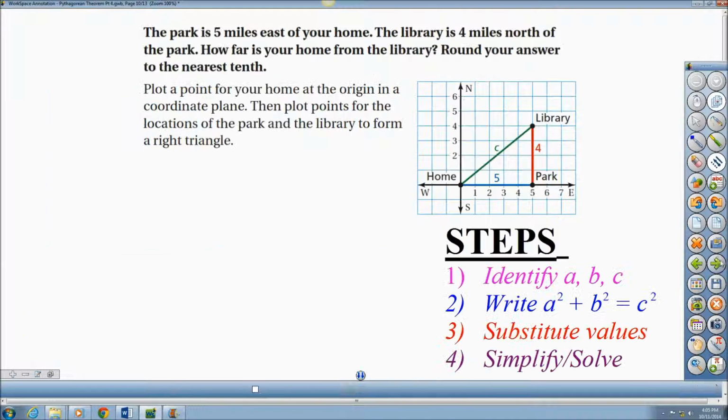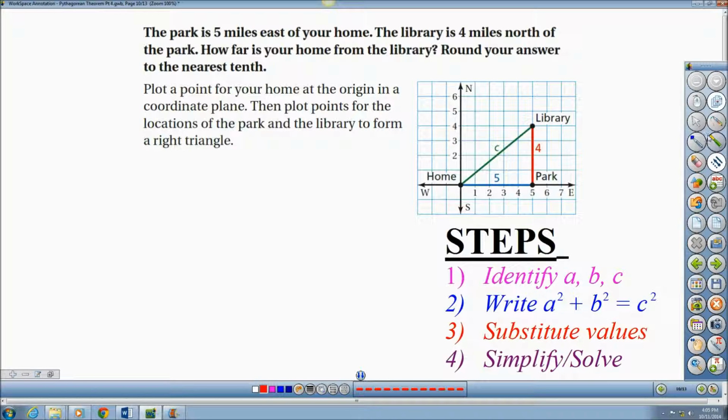Okay, so next problem. Here is how one is used in real life in maps. So if you're at home and the park is 5 miles east of your home, you go 5 miles to the east, see this is east, to the park. And the library is 4 miles north of the park, so I go directly north and I get to the library from the park. And now you're wondering, how far am I from my house? So you're at the library here. How far is this measurement back home as the crow flies?